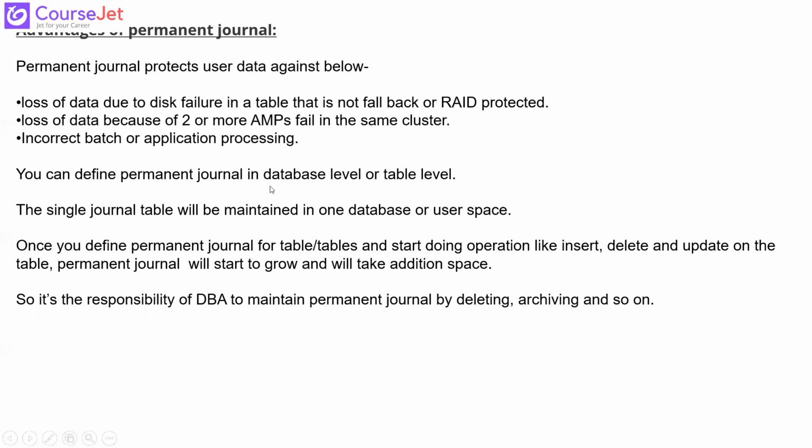You can define the permanent journal at the database level or table level. A single journal table will be maintained in one database. We'll see how to maintain this journal. Once you define a permanent journal for a table or tables and start doing operations like insert, delete, and update on the table, the permanent journal will start to grow, and it will take additional space because we are specifying the perm space of the system, right? So we need to make sure this is not going beyond the limit. It's the responsibility of the DBA to maintain the permanent journal by deleting and archiving. You can archive and delete the old records.